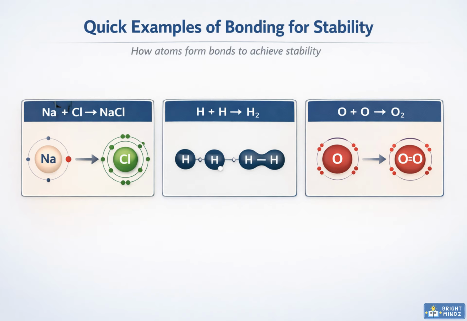Let's make this idea concrete. Sodium has one outer electron it can give up, while chlorine is one electron short, so they form sodium chloride. Hydrogen works differently. Each hydrogen atom needs one more electron, so two hydrogen atoms share a pair and form H2. Oxygen atoms can also share electrons, forming O2. The pattern stays the same. Atoms bond when losing, gaining, or sharing electrons helps them reach a more stable arrangement.